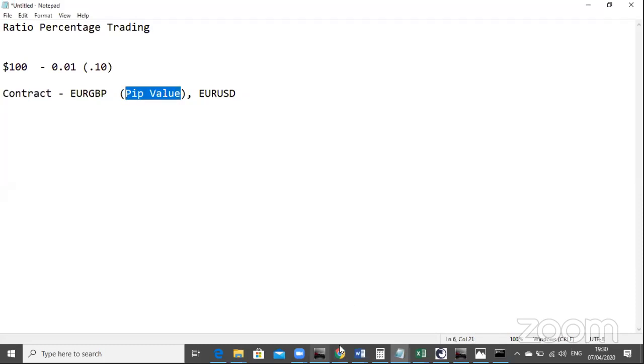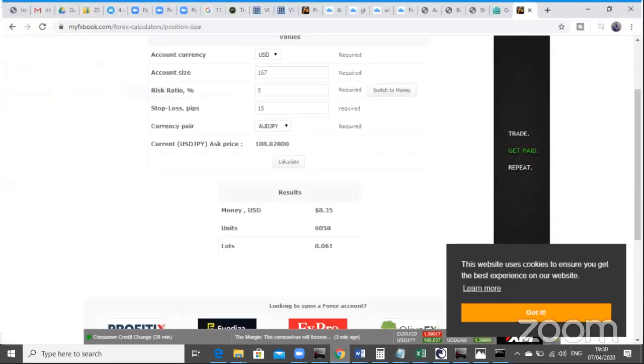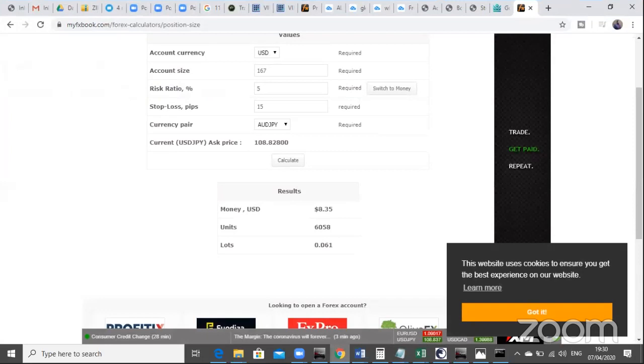Now let's go to peak value. Peak value for Euro GBP. Peak value for Euro GBP is 12.33 pips in USD. Peak value for AUD JPY is 9.